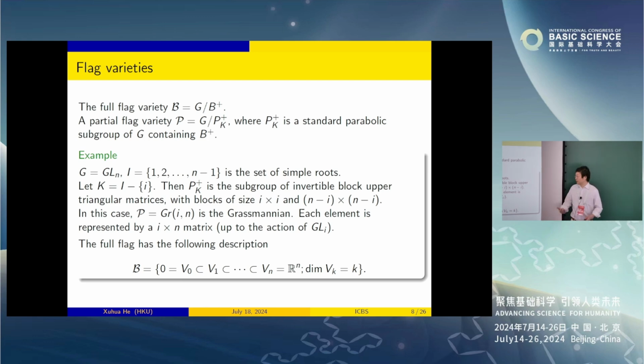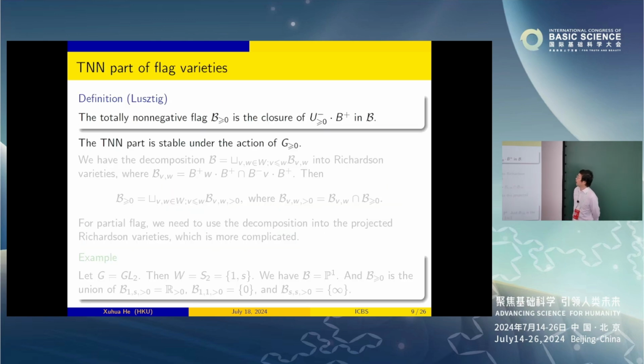And now the natural question to ask is what are the totally positive flag or totally non-negative flag? Again, this was introduced by Lusztig in 1994. The totally non-negative flag is that you start with the totally non-negative part of U minus times B plus. Well, this one is not closed in the whole flag, so we just take the closure.